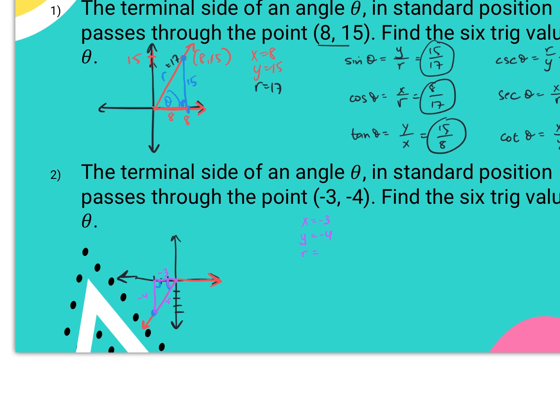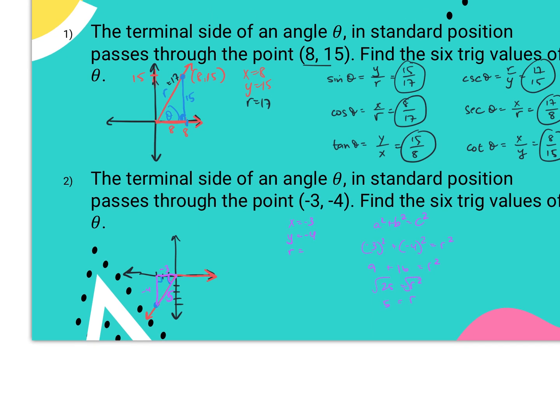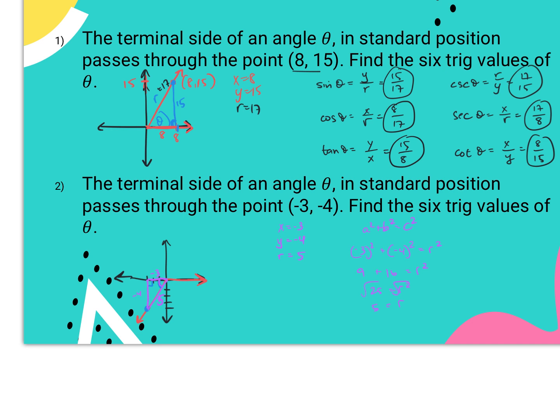So again, I'm going to use the Pythagorean theorem to get started. I'm going to do a squared plus b squared equals c squared. A squared is (-3) squared, b squared is (-4) squared, and c squared is r squared. So 9 plus 16 equals r squared, 25 is r squared, and so r equals the square root of 25, which is 5. And again, this is a 3, 4, 5, a common triple, definitely one you would know. And again, the radius is always positive, okay? So I have this positive radius now.